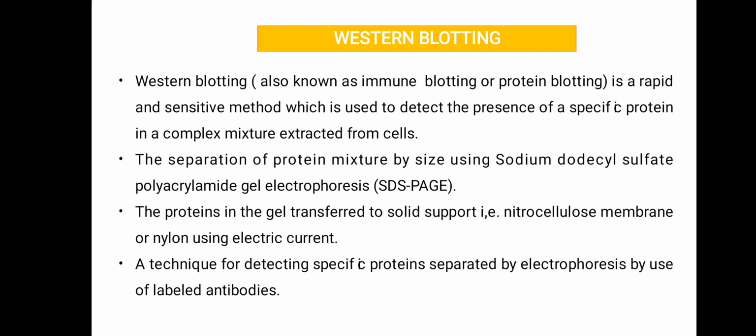Next technique is Western blotting. Western blotting is also known as immunoblotting or protein blotting. It is a rapid and sensitive method which is used to detect the presence of a specific protein in a complex mixture extracted from cells. Western blotting detects a specific protein. You have to remember: a specific protein in a complex mixture extracted from cells.